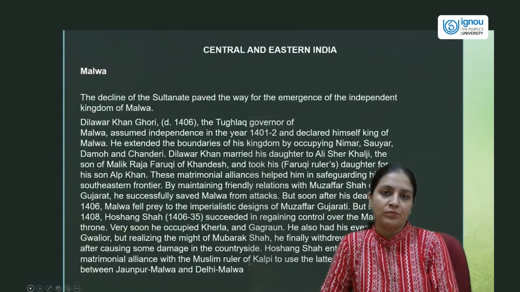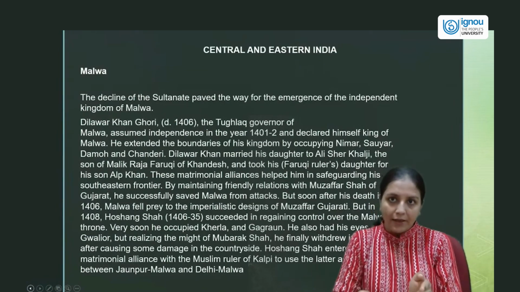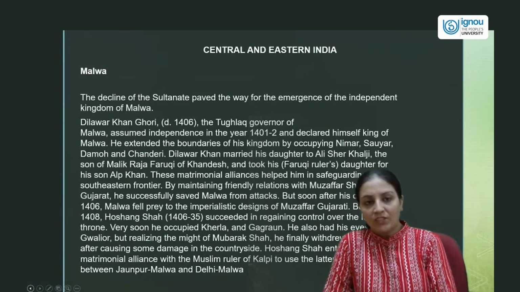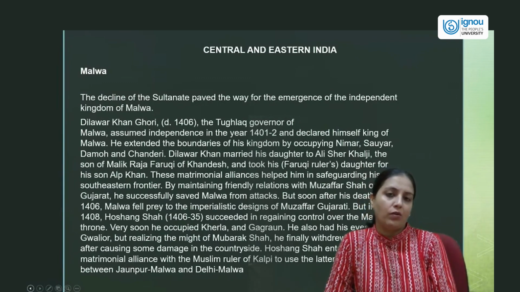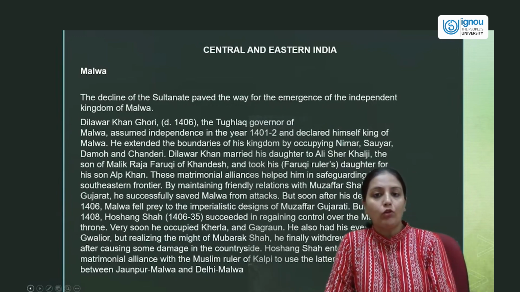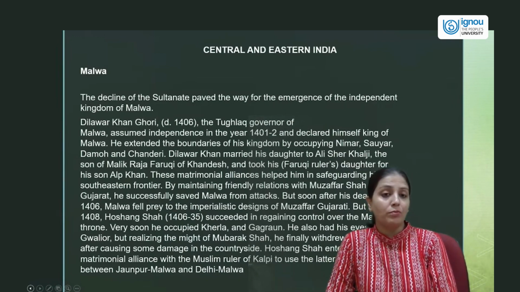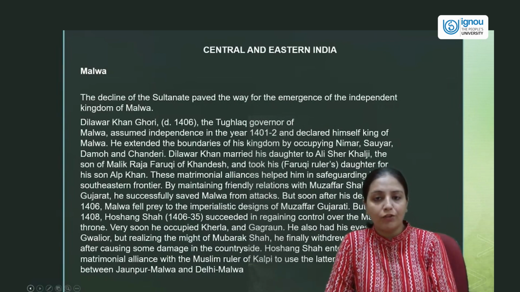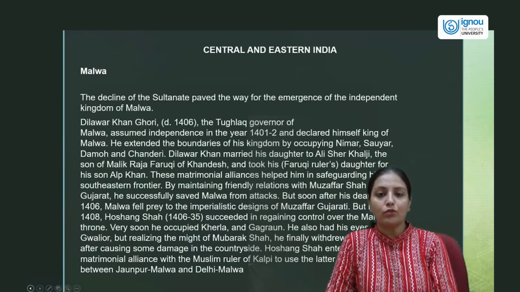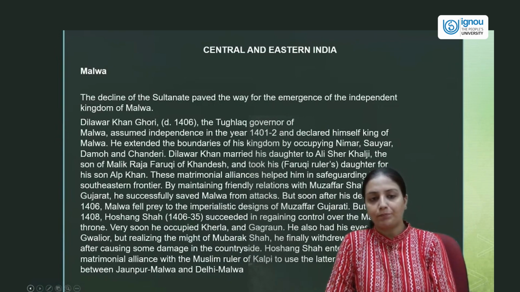Now we are talking about Central and Eastern India. First of all, we are going to discuss Malwa. This is the time when the Delhi Sultanate was declining. The decline of the Sultanate paved the way for the emergence of the independent kingdom of Malwa. Dilawar Khan Gauri, Tughlaq governor of Malwa, assumed independence in the year 1401 and declared himself the king of Malwa. He extended the boundaries of his kingdom by occupying Nimar, Sonwar, Damoh and Chanderi.